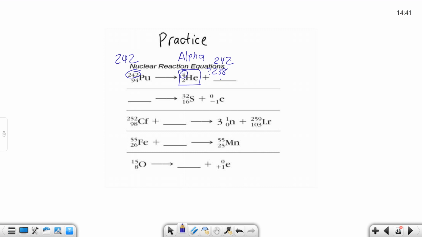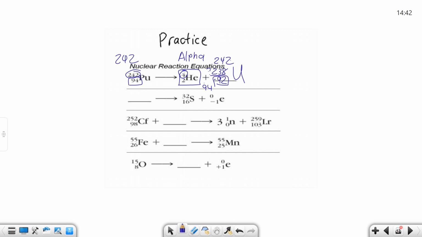All right? What about the atomic number? Because I can't identify an element by the mass number. Well, we got 94 on the left side. 2 plus what is 94? The answer is 92. Then if I look on a periodic table for number 92, that's uranium. So your answer is 238/92 uranium. You need to get all of those things together. All of it has to be together to be correct.